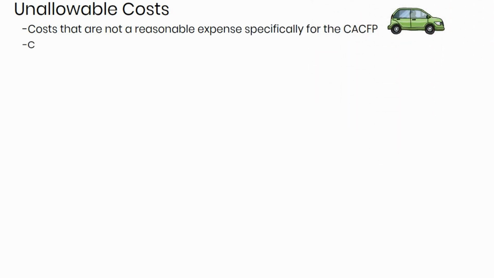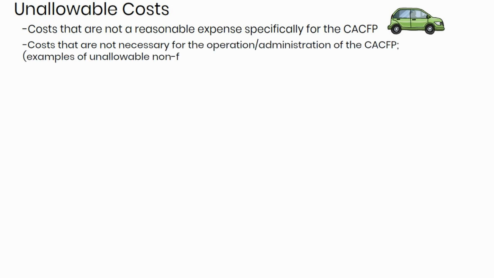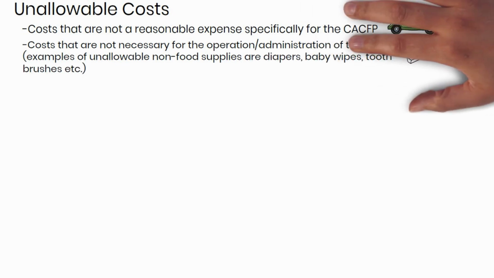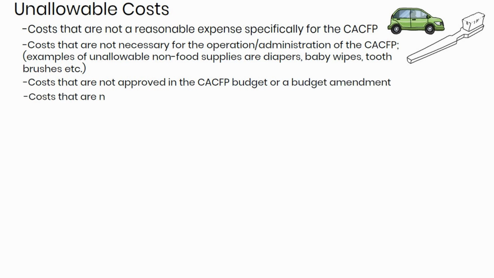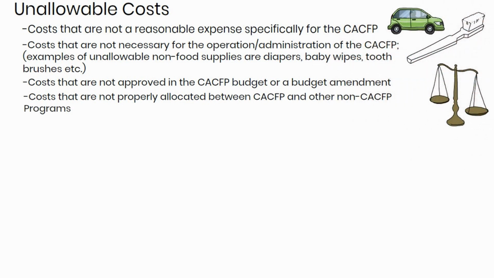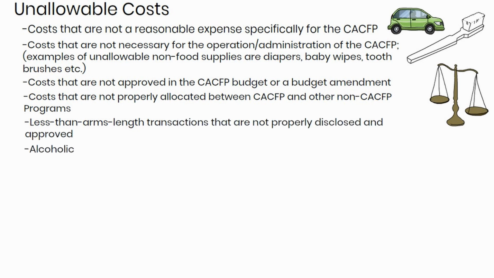Allowable versus unallowable costs. Unallowable costs are costs that are not a reasonable expense specifically for the CACFP, costs that are not necessary for the operation administration of the CACFP. Examples of unallowable non-food supplies are diapers, baby wipes, and toothbrushes. Costs that are not approved in the CACFP budget or a budget amendment. Costs that are not properly allocated between CACFP and other non-CACFP programs. Less than arm's length transactions that are not properly disclosed and approved.